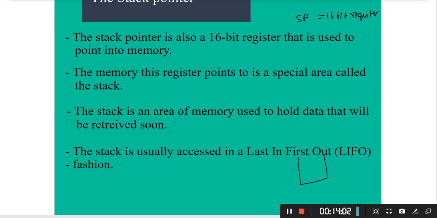For example, if stack pointer is equal to 2099h, the stack starts from 2099h, and whenever we store data on the stack, the stack pointer will be decremented by 1 and the byte will be stored accordingly. So after storing data, the stack pointer is decremented by 1, and when we retrieve data from the stack, after retrieving, the stack pointer will be incremented by 1.